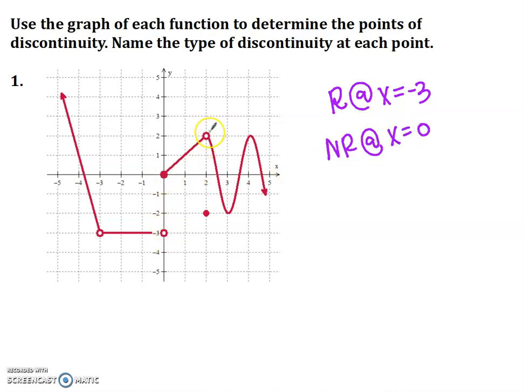Then if I look here, I've got another hole. This is a hole because the parts of the graph are connected to it, just like over here. A jump is when the pieces of the graph are disconnected. So this one I could just fill in that hole and it would make the graph continuous. When you're able to just fill it in, that is removable discontinuity. So that's going to give us another removable discontinuity at x equals 2.